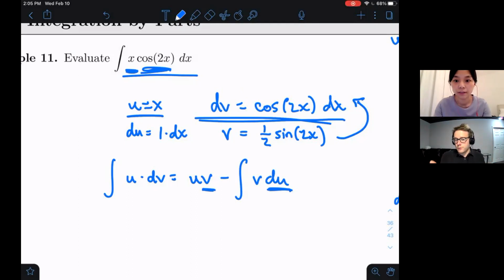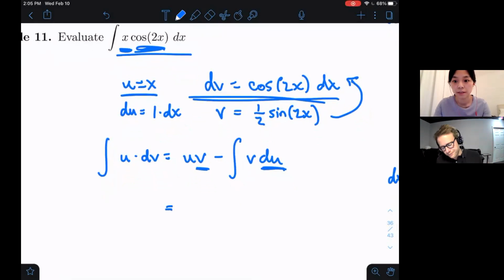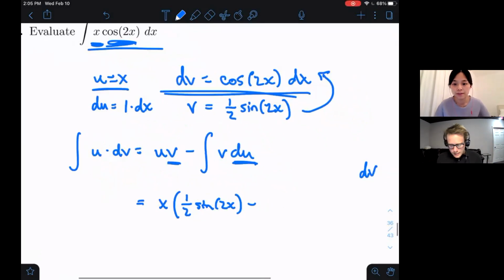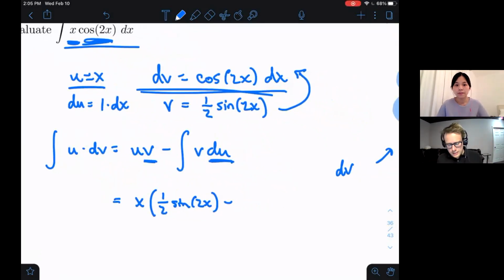And if you're not comfortable with this yet, do the small u substitution and make sure you get this right. All right, so now we have all of the pieces. Let's go ahead and set this up. So again, uv minus the integral of v du.